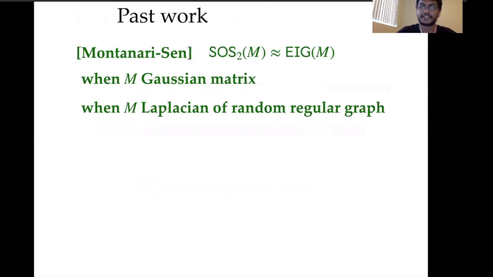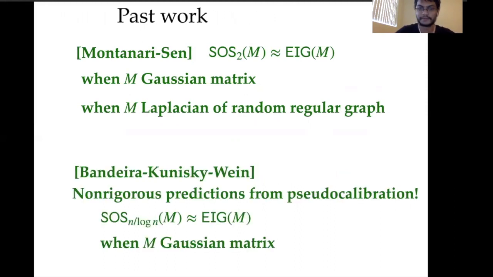So now let's survey the past work on understanding the performance of sum of squares in certifying upper bounds on opt. So the first in this line would be a paper of Montanari and Sen, which shows that the degree-2 sum of squares relaxation does not beat the eigenvalue-based upper bound when M is a Gaussian matrix or the Laplacian of a random d-regular graph, the two cases that we consider.